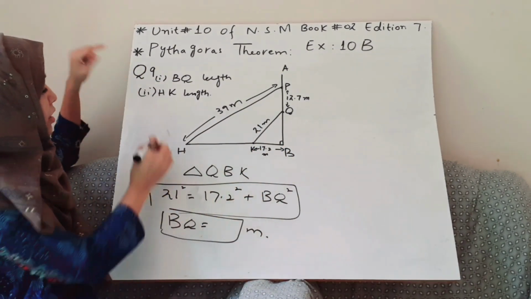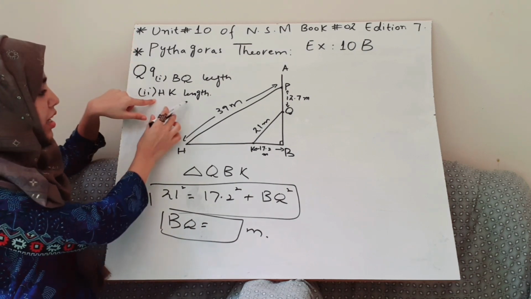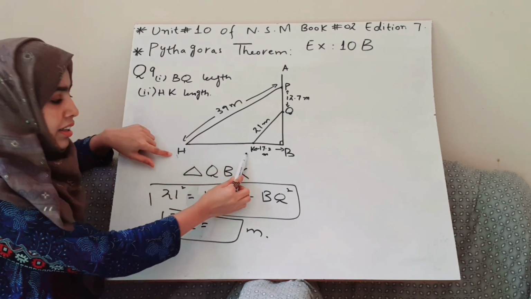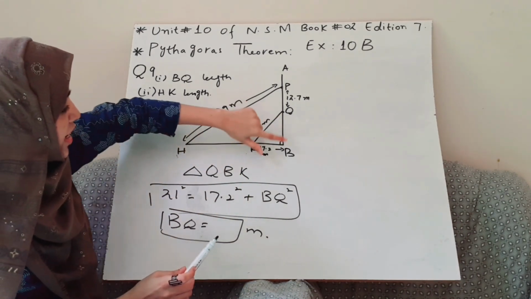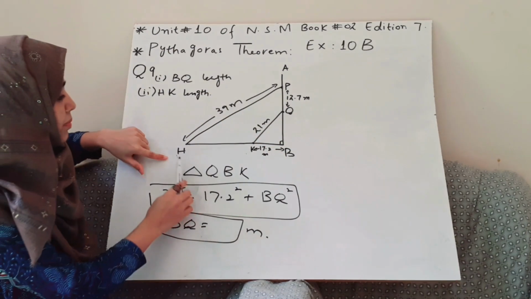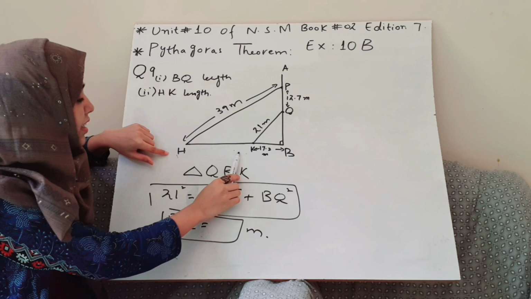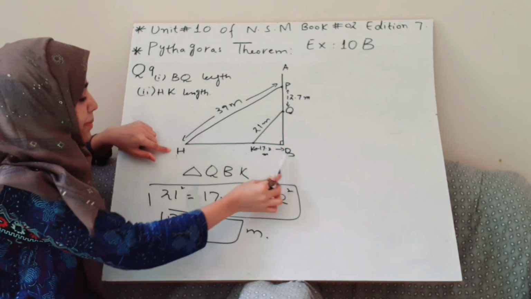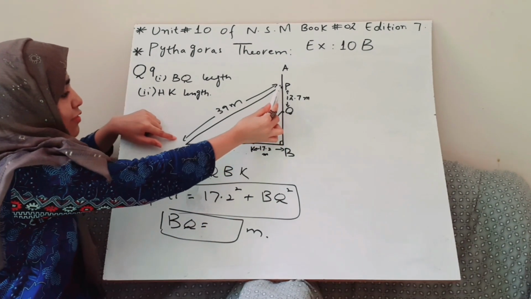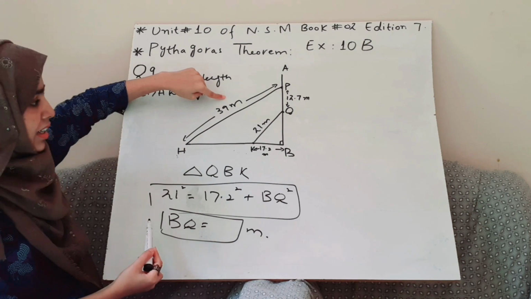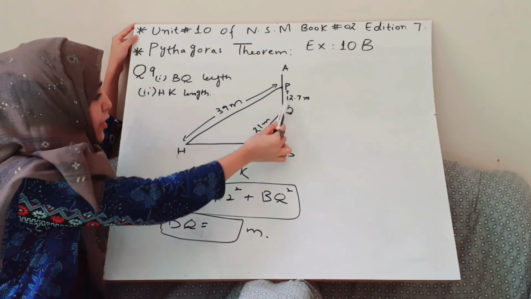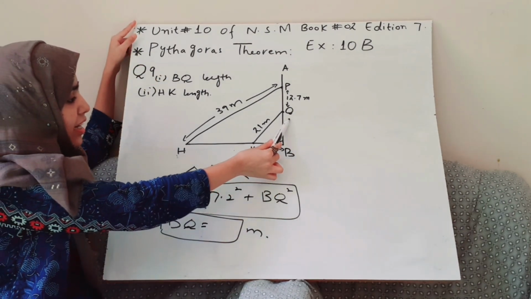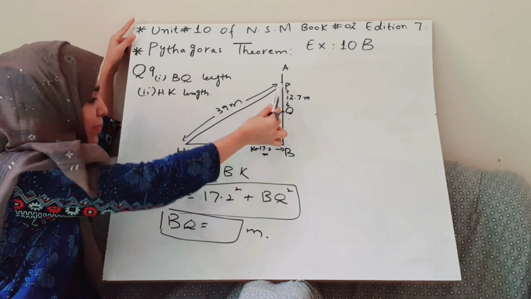The second part they asked about the HQ length. How to find HQ length? Where is HQ? HK. Where is HK? Here. So now we have to find this distance. After finding BQ distance in the first part, we take triangle PBH. In the whole triangle we know this distance from P to H which is 39 meter, and we know this distance from P to Q which is 12.7, and BQ we found in the first part. So BQ distance will be added with this, then the whole length will be P to B.